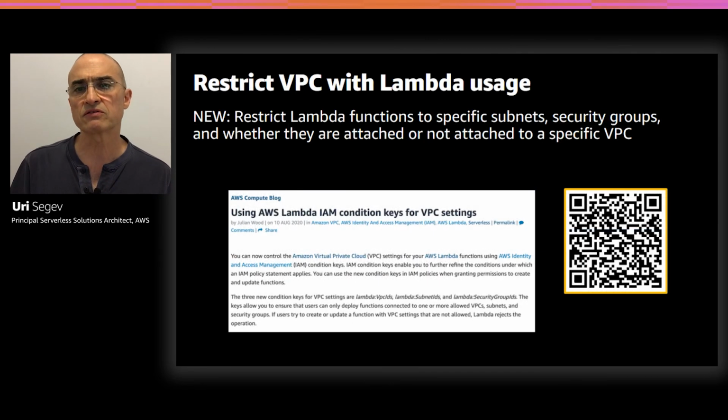You can control that users will only be able to create Lambda functions attached to a VPC using IAM condition keys for VPC. That way you don't allow users to create Lambda functions which are public, if you require that.